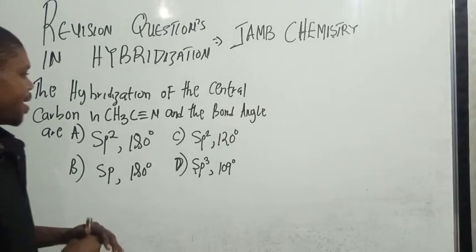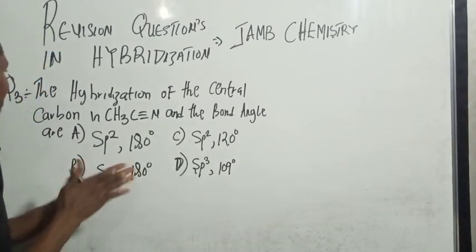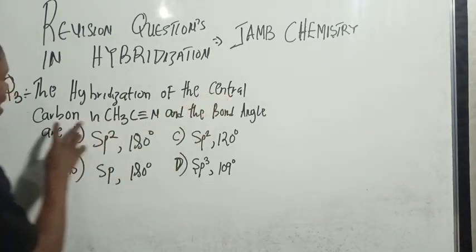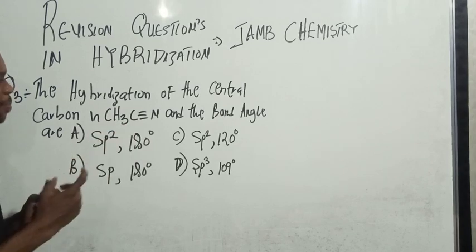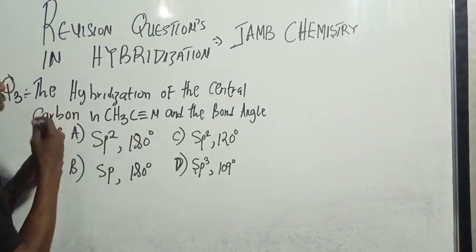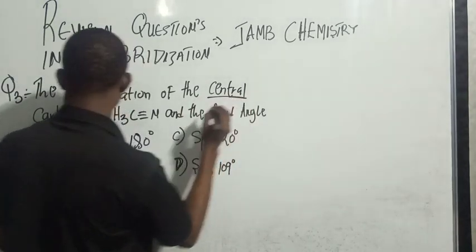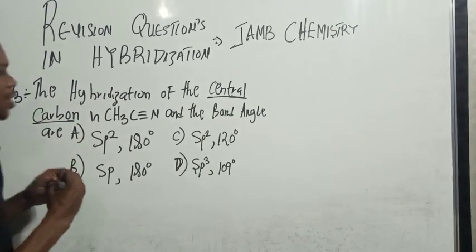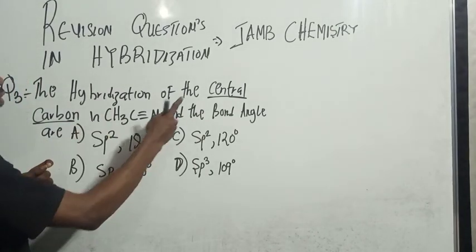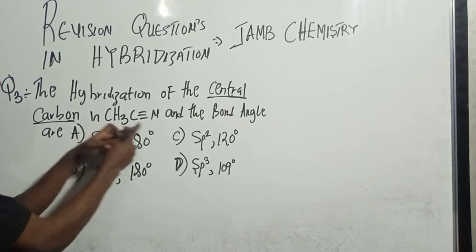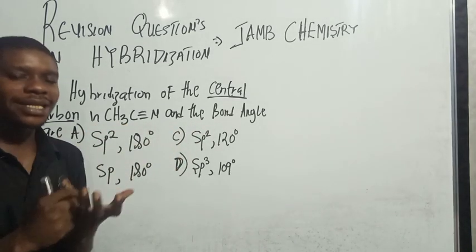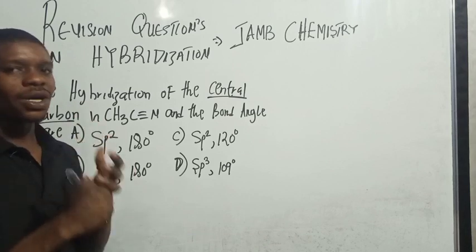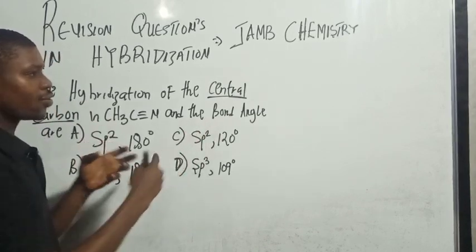So let's look at this one here. They say the hybridization of the central carbon in sp3 C N. Now, if you look at the question where they say the central atom, the central carbon, right there. They're asking the hybridization of the central atom in this and the bond angle.